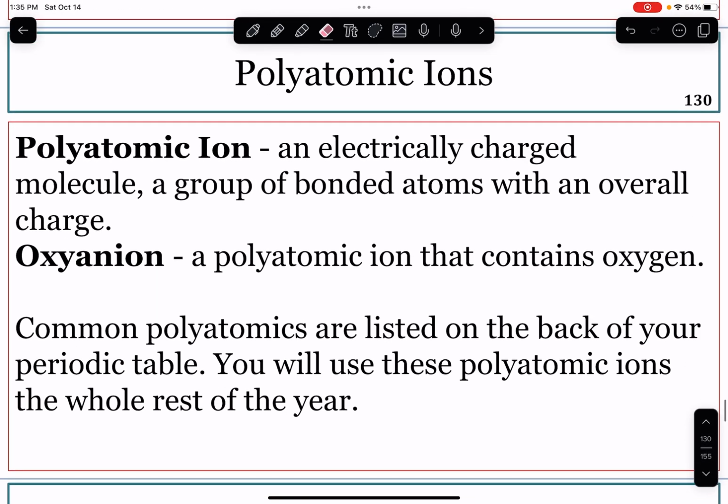Now let's talk about polyatomic ions. Polyatomic ions are a group of covalently bonded atoms that have altogether gained an electron or more than one electron to have a negative charge. They're often called oxyanions because they most often include oxygen and are negatively charged. The common polyatomic ions are listed on the back of your periodic table, and you're going to use these polyatomic ions for the rest of the school year.